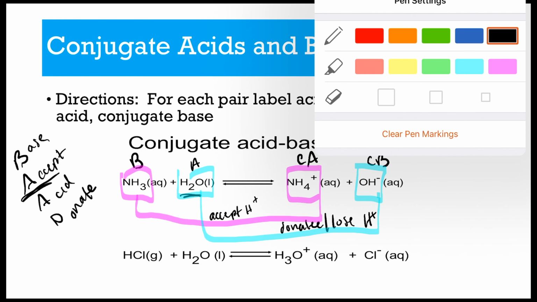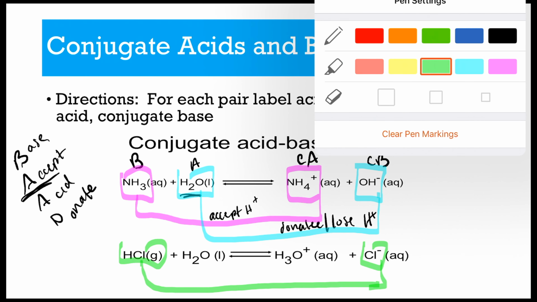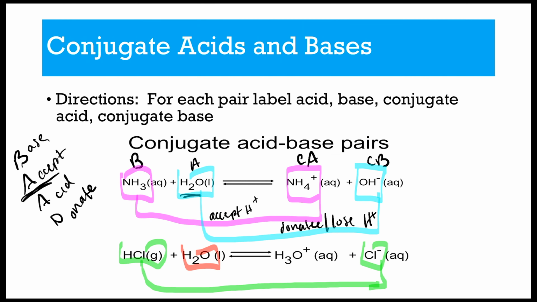Looking at the other example, you have HCl right here. That's going to pair with Cl-, and then you have H2O, and that pairs with H3O+. So now in this case, to get from HCl to Cl-, you have to lose or donate H+, and so that makes this your acid, and that the conjugate base. And then in process of elimination, it's the other one.